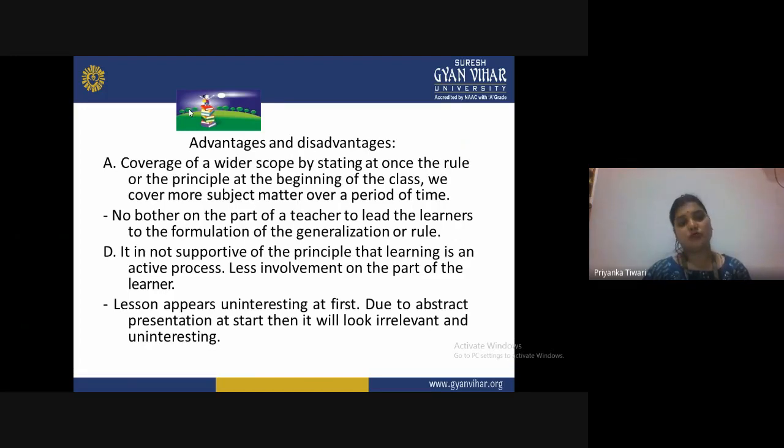A coverage of a wider scope by stating at once the rule or the principle at the beginning of the class, we cover more subject matter over a period of time, with no bother on the part of the teacher to lead the learners to the formulation of a generalization or rule. It is not supportive of the principle that learning is an active process that requires involvement on the part of the learner. The lesson appears uninteresting at first due to the abstract presentation at the start, and it will look irrelevant and uninteresting.